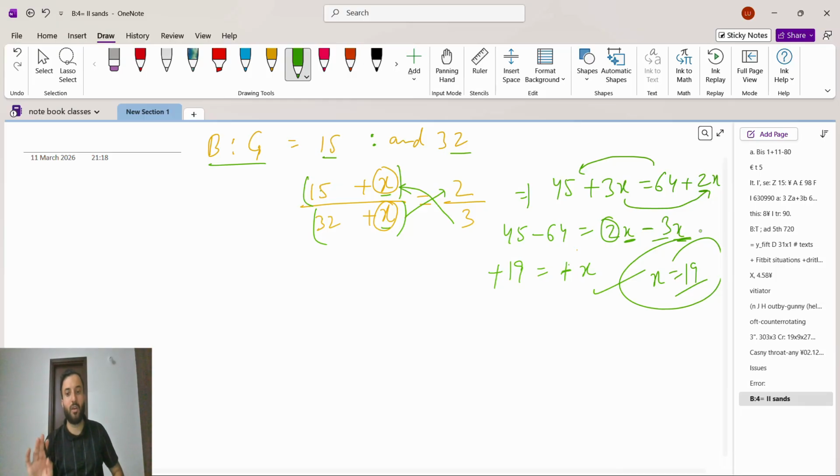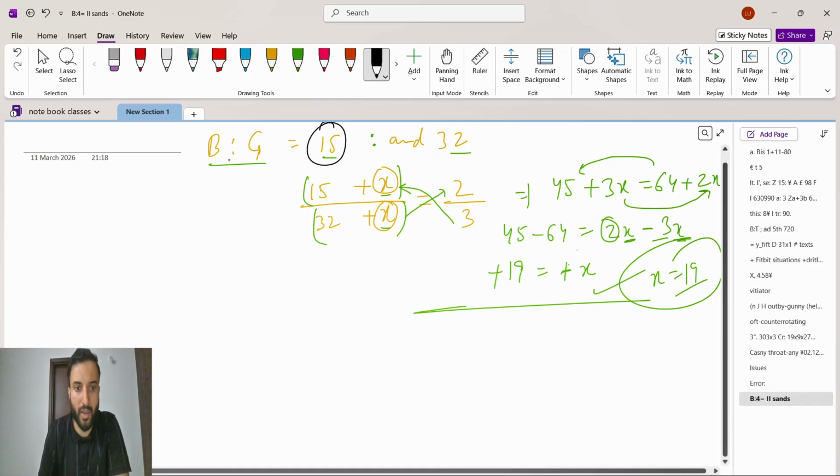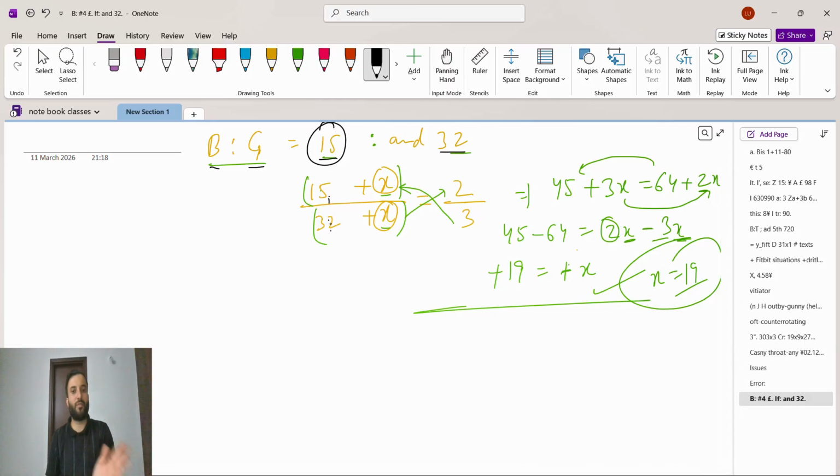To understand this thing, guys, previously we have seen 48x equals 66x, x is getting cancelled. That type of thing will come, so understand, just use the logic. What we will do here is just take the boys is to girls as 15 is to 32 only. We will not write 15x and 32x. And they asked how many boys, so x number of boys and an equal number of girls, x number of girls. Now we will do the cross multiplication. We will get x equals 19. That is the correct answer.